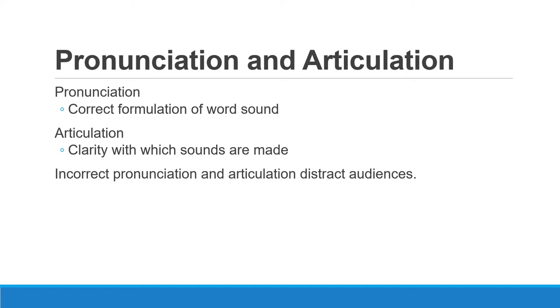Pronunciation and articulation is extremely important. Pronunciation is the correct formulation of the way that a word sounds. Articulation is speaking clearly, so it's clarity with which sounds are made. If you pronounce a word incorrectly, or if you are not articulate, it will distract your audience. So please be careful when you're speaking, be mindful of what you're saying, and pronounce it correctly, and also articulate it correctly as well.